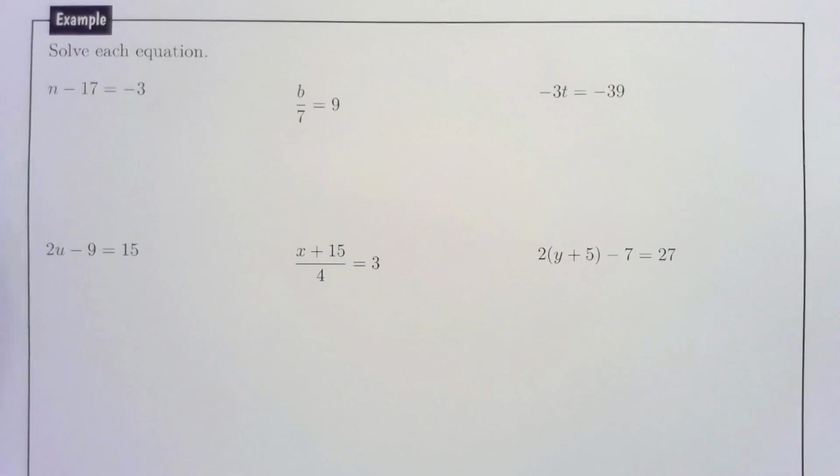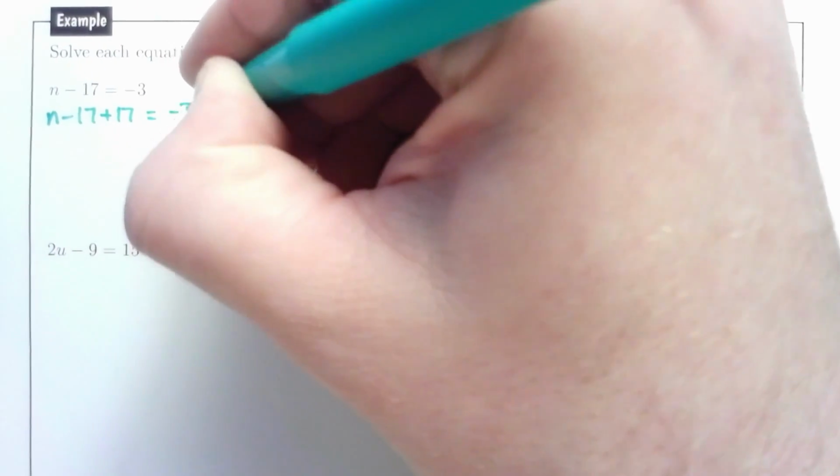So we're going to use the same ideas we've already seen, but we're just going to work with them algebraically. n take 17 equals negative 3. The inverse of taking 17 is adding 17. If we do this to both sides of the equation, we get n equals 14.